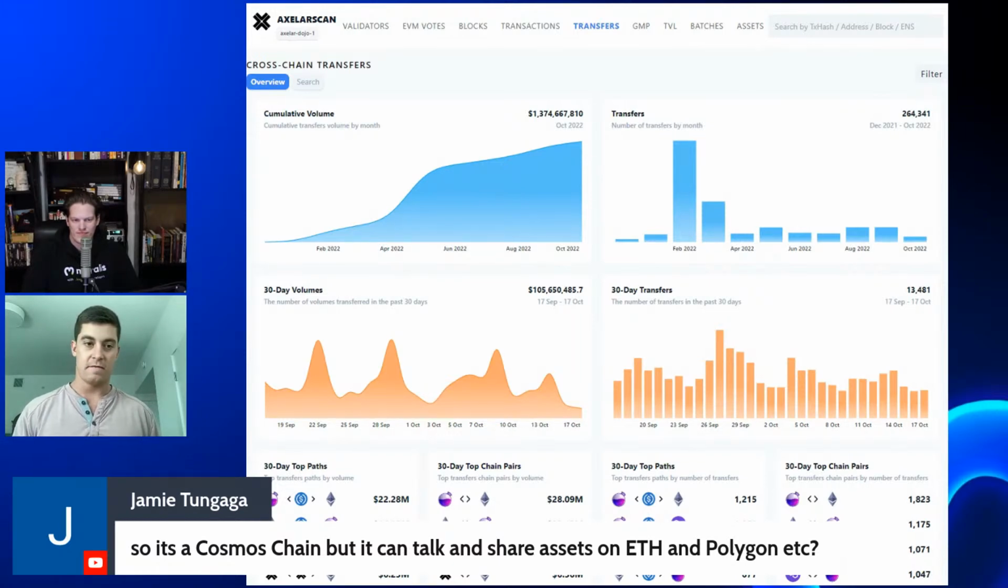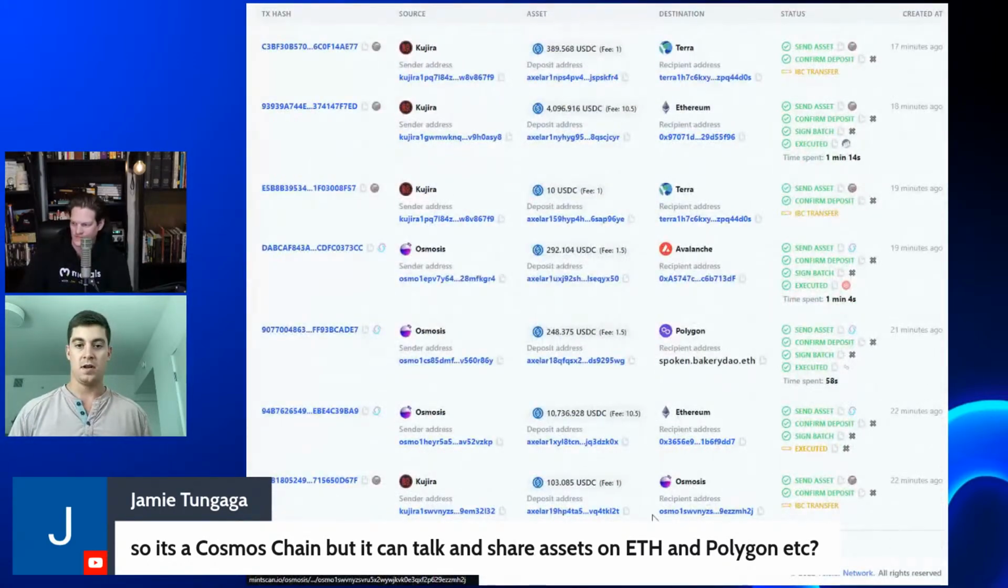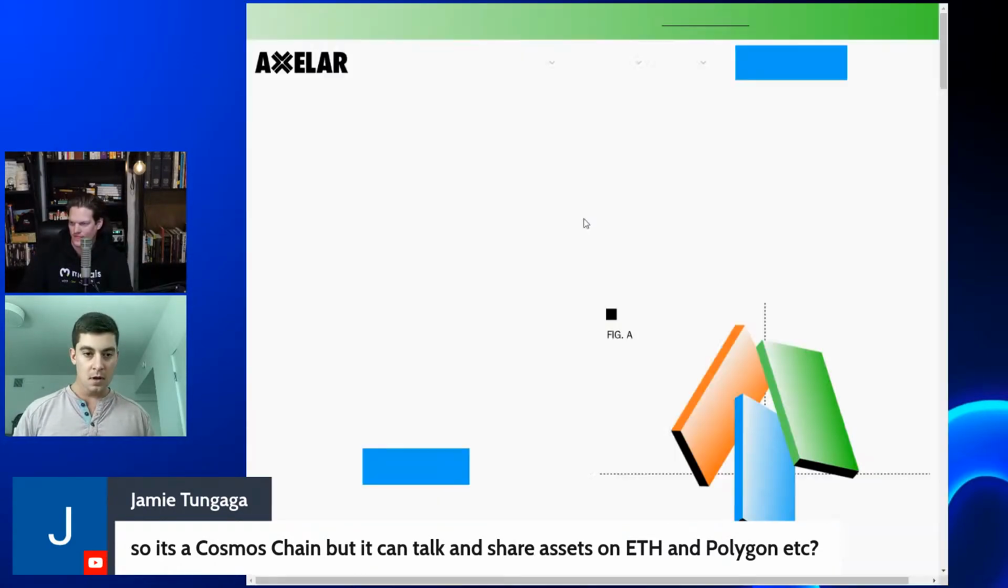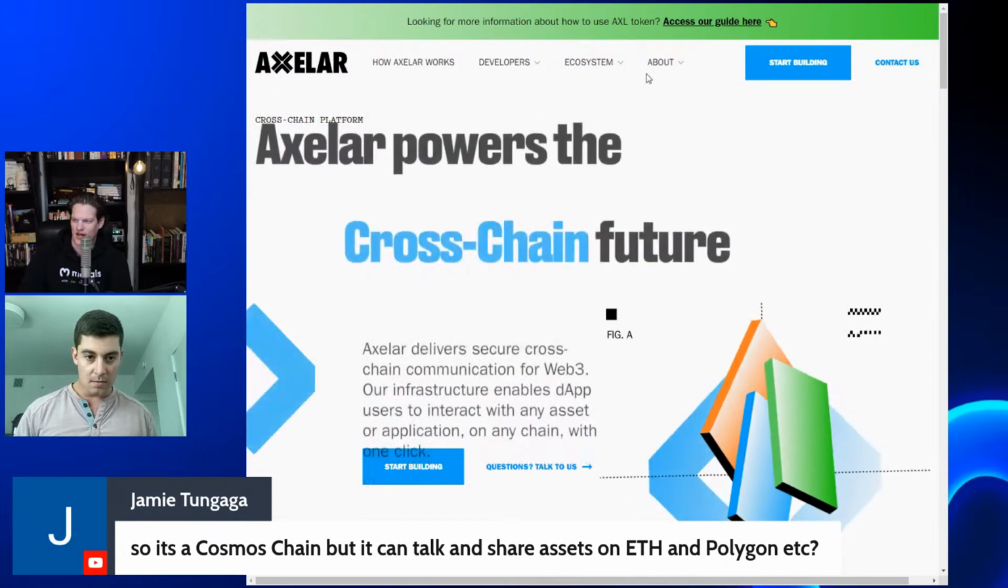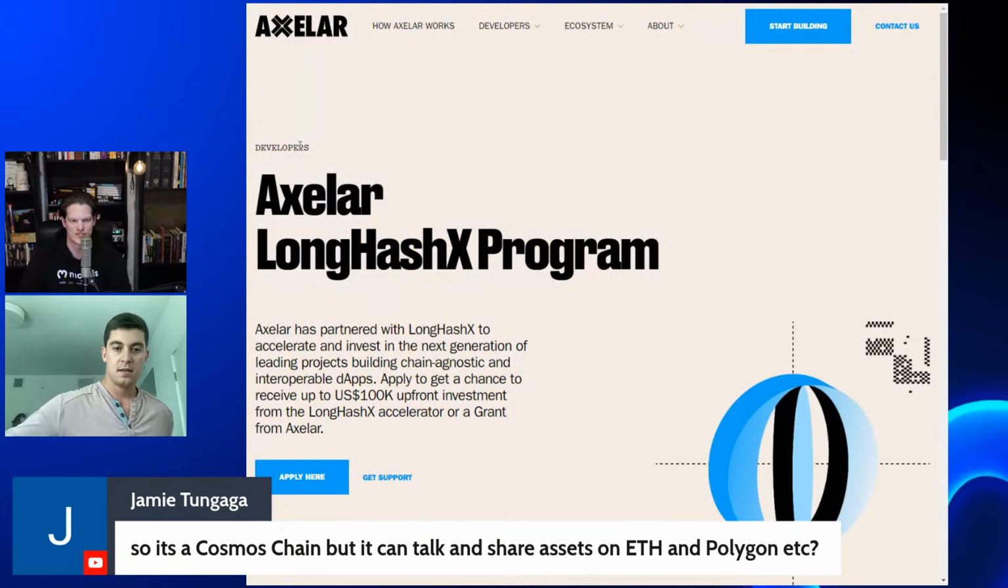On top of that, I'll just refresh everybody that we do have a full-blown grants program running right now, as well as an accelerator program. So there's going to be much more support moving forward. So it's a Cosmos chain. Can I pull up your grants program here for folks to see?